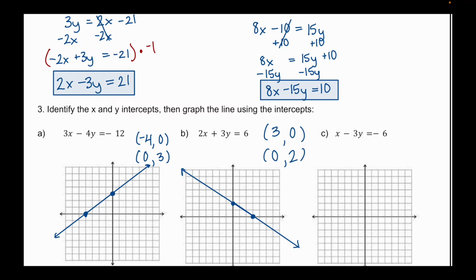And then we'll do one more here. So we'll plug in 0 for x. That's going to find us the y value first. So negative 3y is negative 6. That's going to give us positive 2. And then if we do the opposite, and we plug in 0 for y, it gives us that x is equal to negative 6. So this should be negative 6, comma 0. So we will have negative 6, comma 0 to start for our x-intercept, and then 0, comma 2 for the y-intercept.